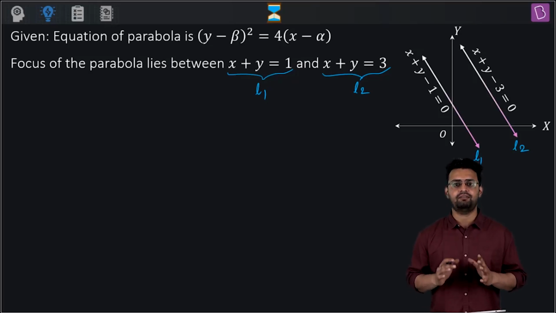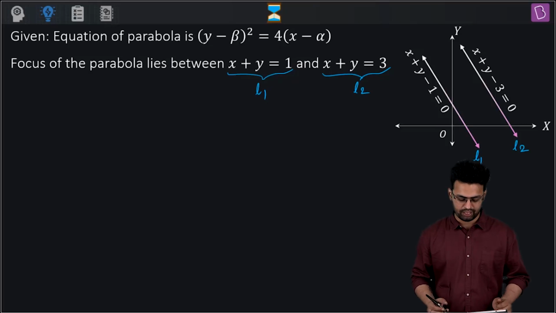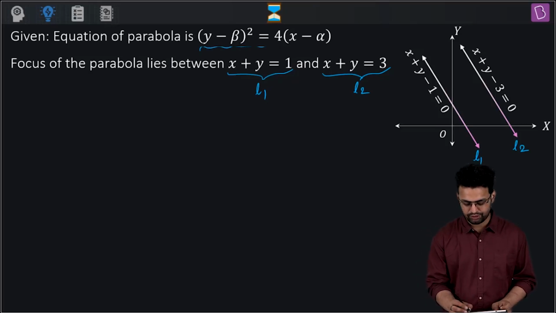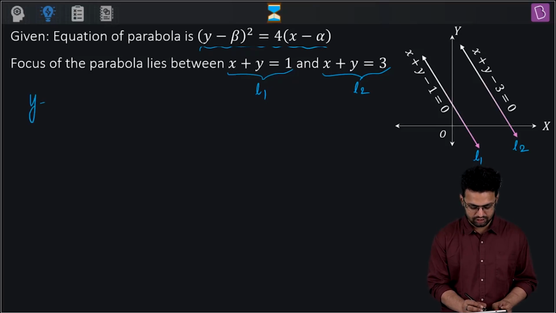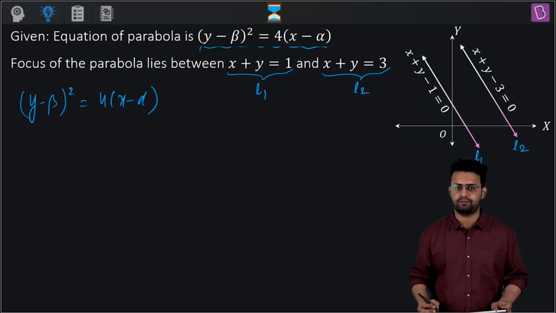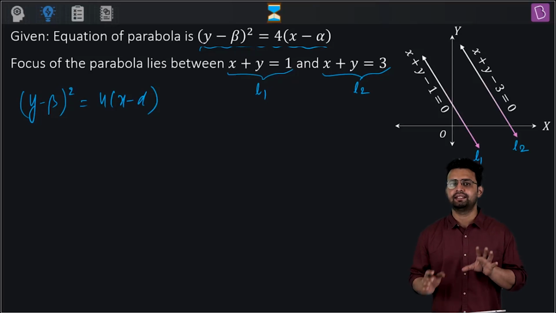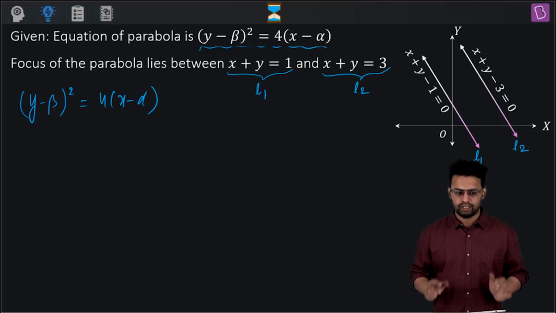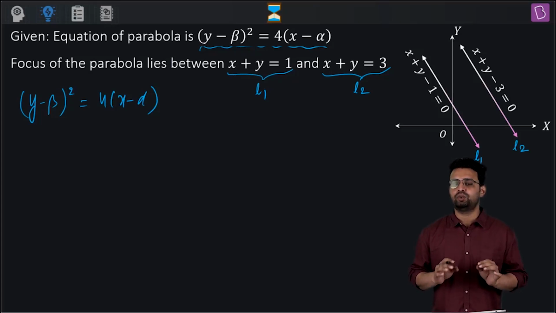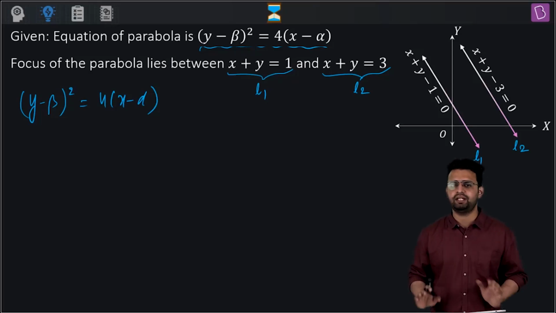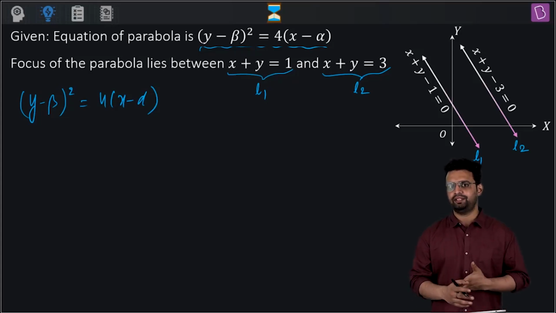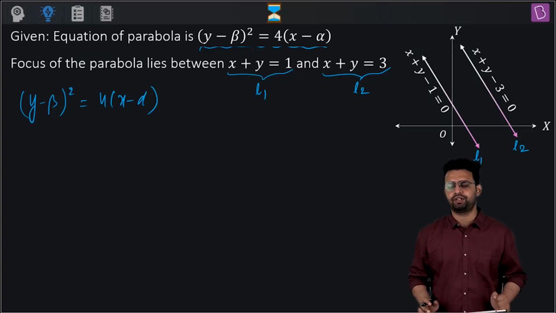Now let us have a very close look at the equation of the parabola. I'm writing this equation once again. The equation says (y minus beta) whole square is equal to 4 times (x minus alpha), right? One thing which is very clear is this is not our standard parabola which has its vertex at the origin. So definitely this is a parabola which has its vertex at some other point other than the origin. How are we going to determine the vertex and the focus? We are going to use the concept of shifting of origin.